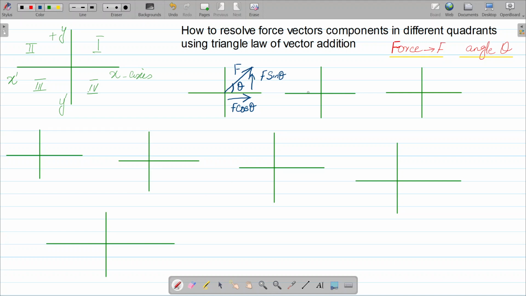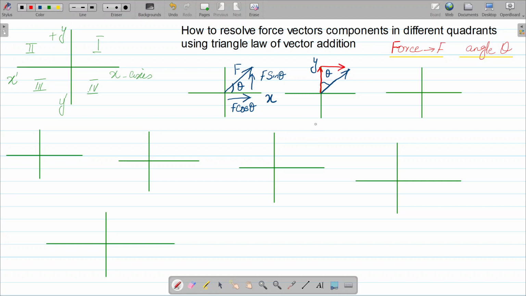If the same force which is in the first quadrant makes an angle theta with the y-axis, now what will happen? The components will still be F cos theta and F sine theta, but the direction will be slightly reversed. This will be our one component, and by the head to tail rule, this will be the other component.